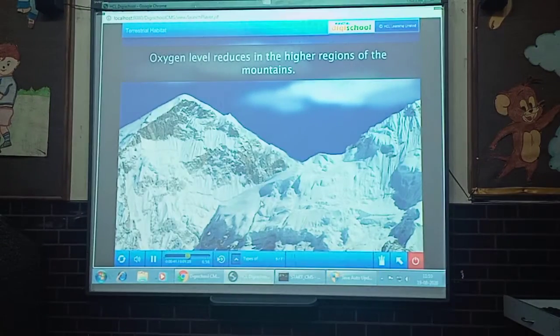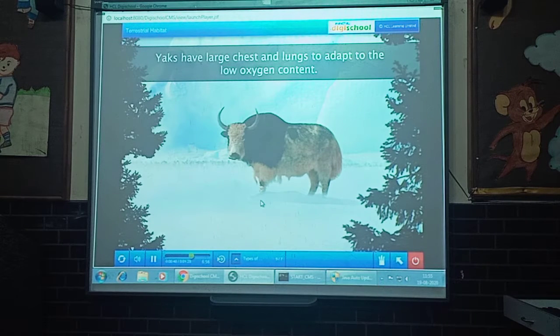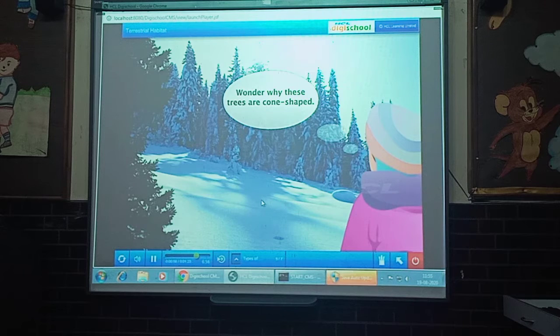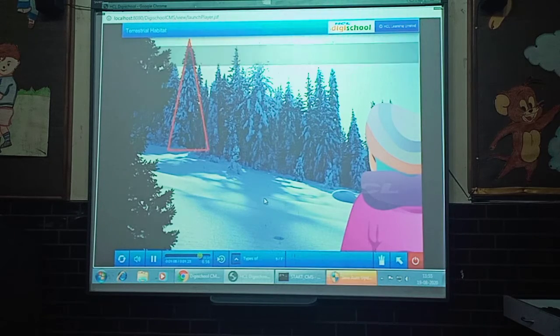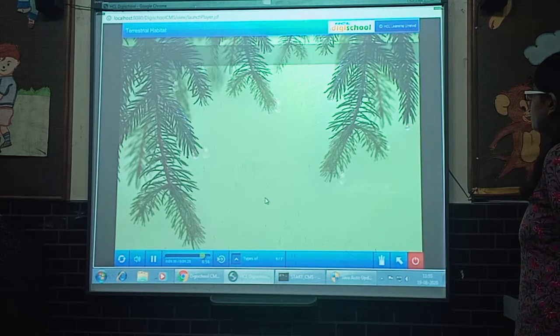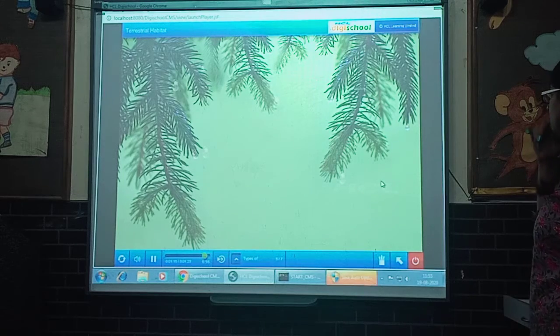As we move higher in the mountains, the oxygen level reduces. So animals like the yak have a large chest and lungs to adapt themselves to the low oxygen content in the mountain. Many trees in this region have a cone-shaped structure with sloping branches. The leaves of these trees are like needles. This helps the rainwater and snow to slide down quickly.